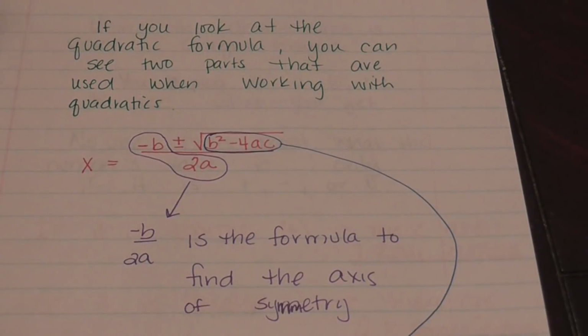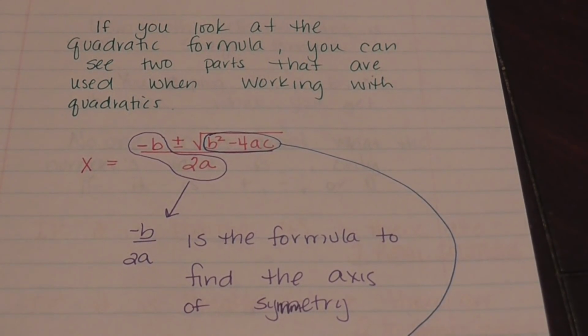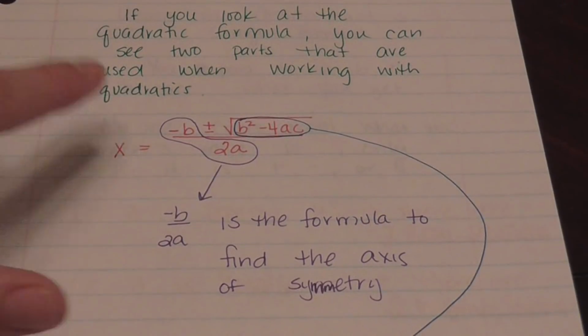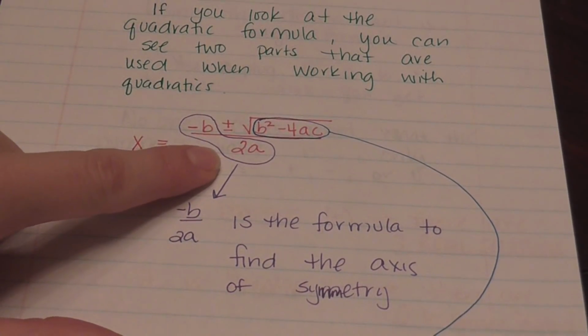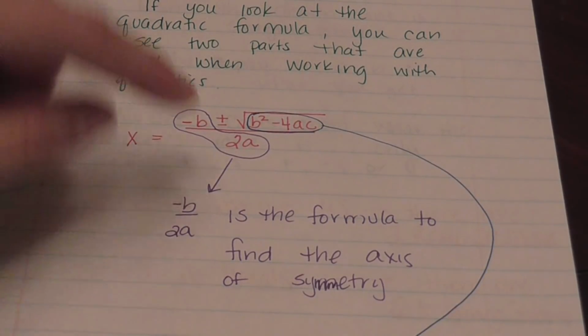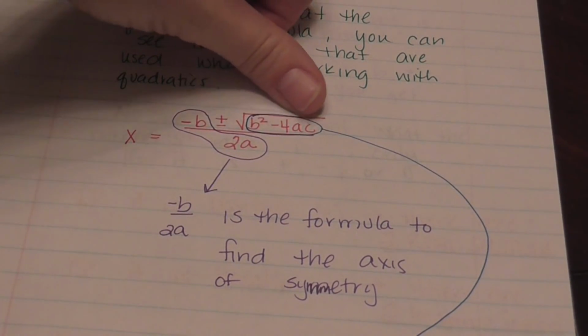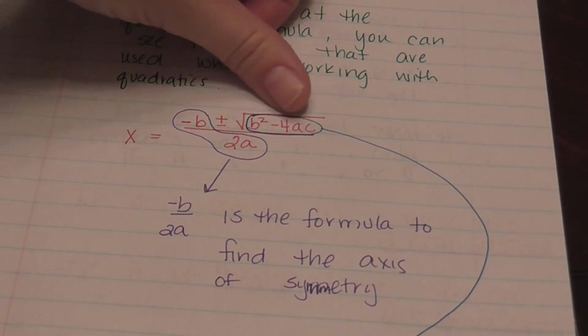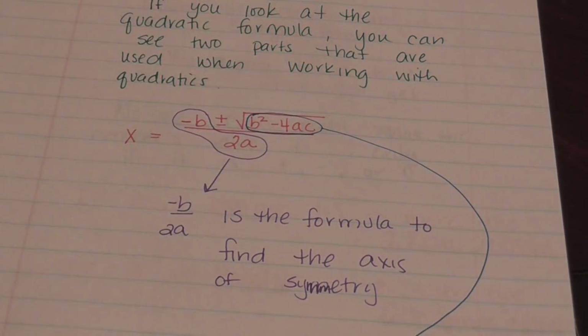Okay, if you look at the quadratic formula, you can see that it has 2 working parts. The opposite of b over 2a you've seen before. That's the formula we were using to find the axis of symmetry. The other part to it is this b squared minus 4ac. This part right here is called the discriminant. So if you're going back to this over here, let's take a look.